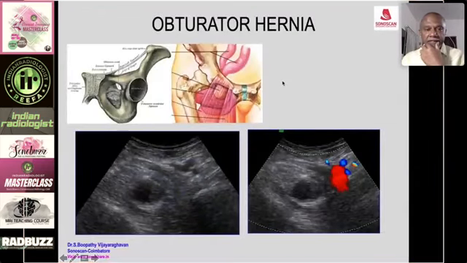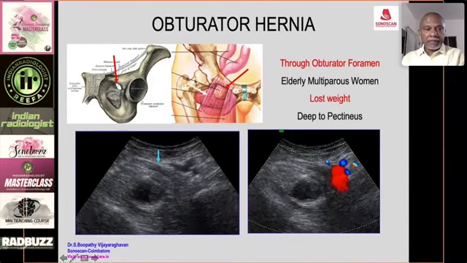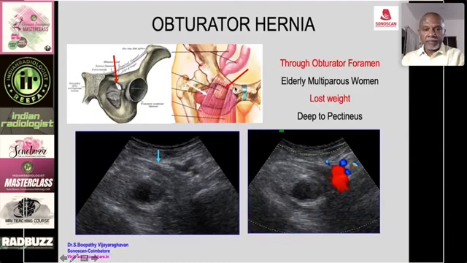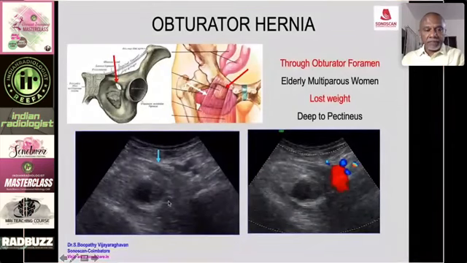So obturator hernia is very rare. It happens through the obturator foramen in elderly multiparous women because of the weakness of the muscles, particularly when they lose weight, and it happens deep to the pectineus muscle. It is deeper compared to the inguinal hernia. You see, I have used the convex probe because it is very deep.